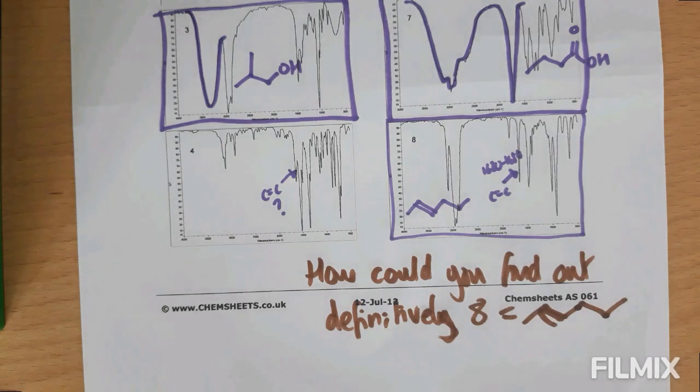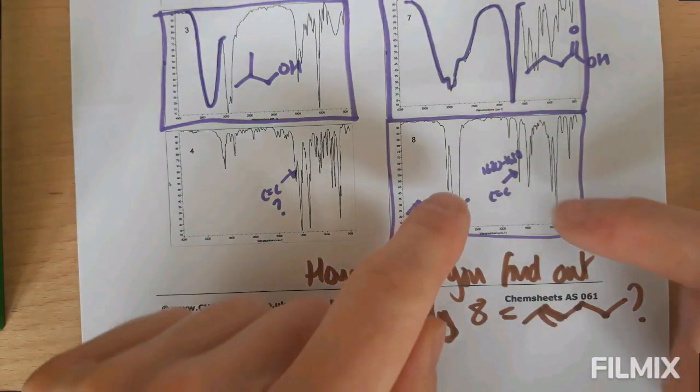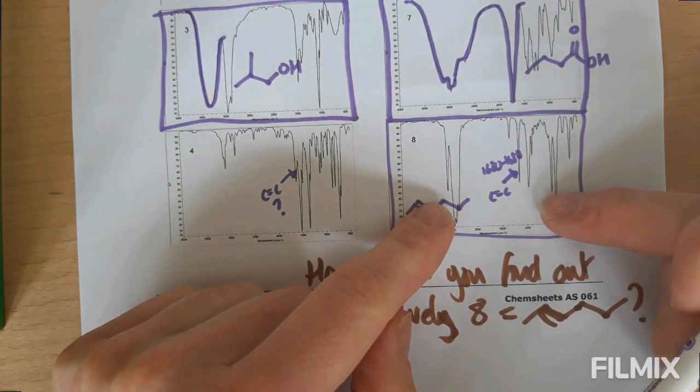Okay. So do you know how you could find out for sure? What part of the spectrum could we use to find out for sure that that 8 is hextuene? Okay, I'm going to tell you the answer in about 5 seconds. How could you find out for sure that this was hextuene and not nitrobenzene?